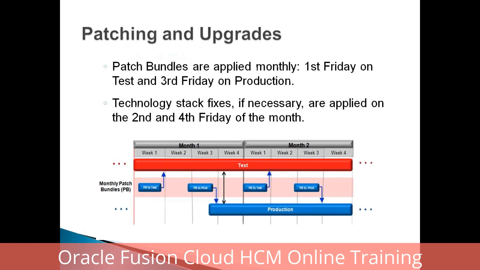And as we already talked about patching and upgrades, patch bundles are applied monthly, first Friday on test and third Friday on production. Technology stack fixes, if necessary, are applied on the second and fourth Friday of the month. This is just a tentative schedule I'm showing. It may not be true with all the customers. So like this, they will give you the schedules. That is the idea of showing this. It may not be on the first and third Friday or second and fourth Friday, but just like this, they will release and tell the customers, okay, we are going to do the patching on this day on the test environment first. We'll be doing patching on the production environment maybe after 2 weeks. Any technology stack fixes we can also do like this, so that accordingly customers will be geared up.